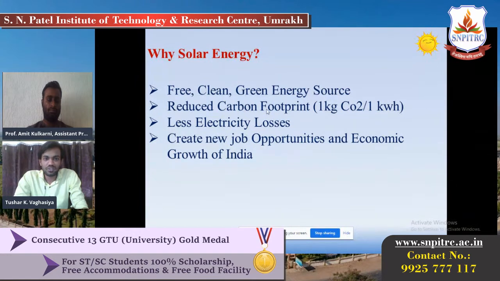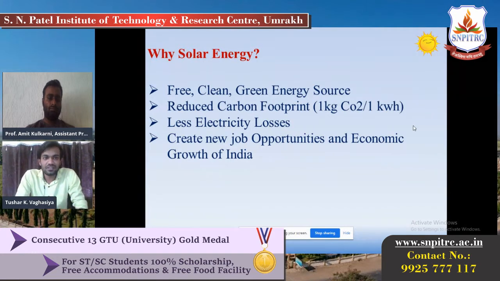Second is reducing the carbon footprint. 1 kg of CO2 is reduced if we generate 1 unit from a solar power plant. It means if we install a solar power plant and generate 1 unit, 1 kilowatt hour, from solar energy, we reduce 1 kg of carbon dioxide as compared to coal burning. If we burn coal and generate 1 unit, it will pollute and produce 1 kg of CO2. So that is one of the reasons here.